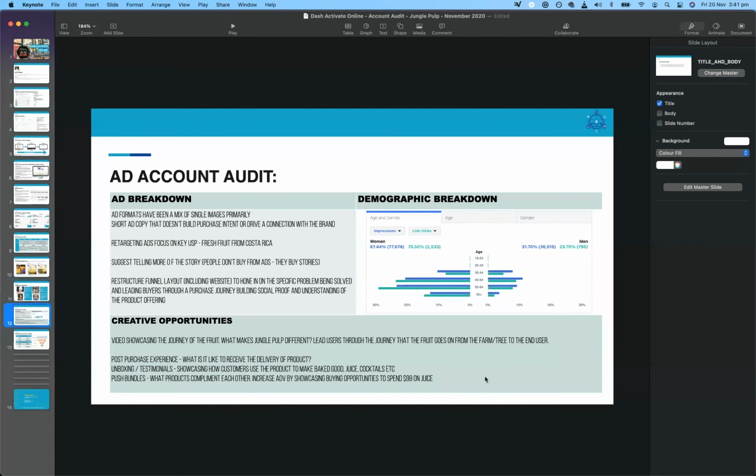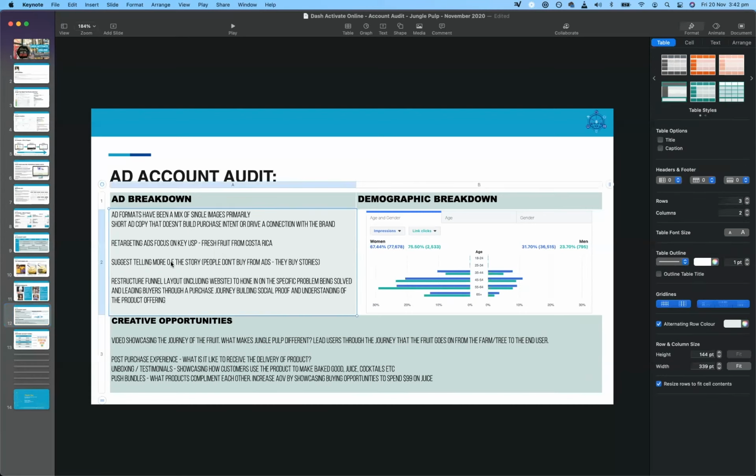Last little bit, we've covered a lot of this, but the ads that you were running were very blog focused. I think there is a bit of a disconnect between what was in the ads and what people would have seen on the sales pages. There are definitely ways you could tell more of that story about the fresh fruit from Costa Rica and showcase more of that messaging, because people do like to buy stories. They don't tend to buy just because there's ads, but they buy into stories.